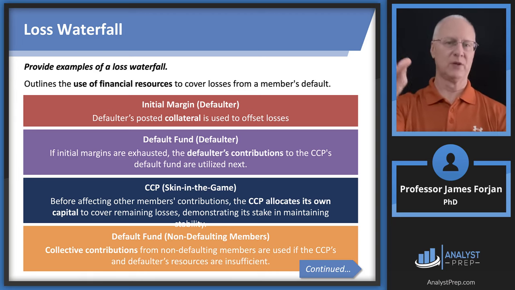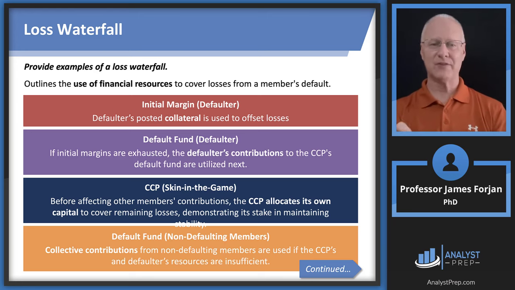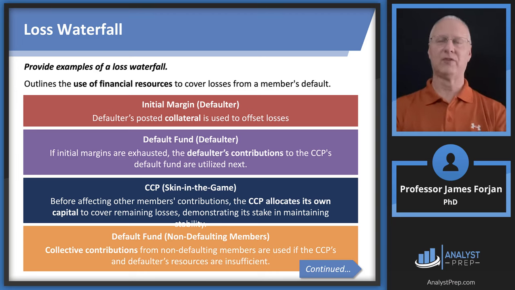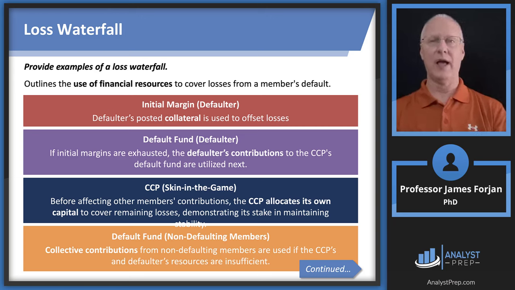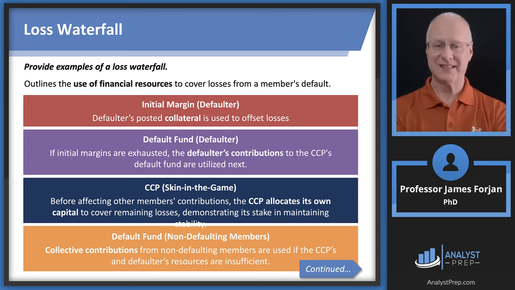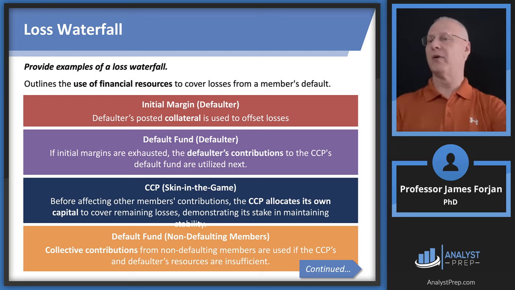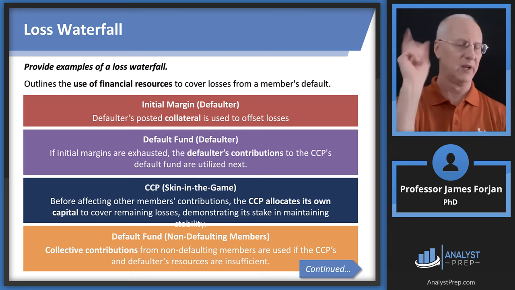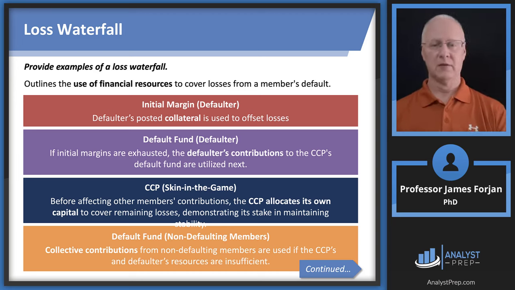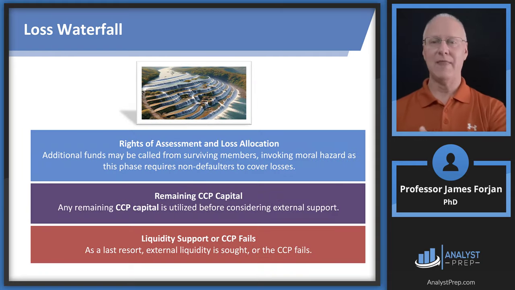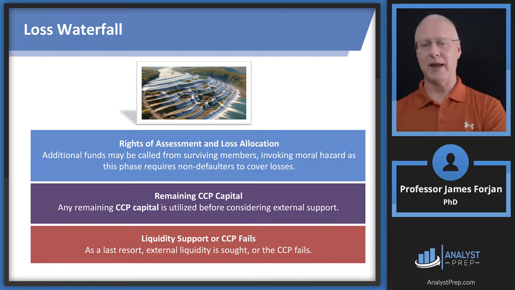So here's this loss waterfall I was telling you about, similar to the hedge fund thing. What happens? We've got this initial margin, then we have the default fund, and then we have this thing called skin in the game. So it's really just an allocation of capital to all the members that say something like, whatever those losses are, we'll share them, and we'll put this skin in the game. Then we have the default fund from all of the defaulting members. So that first default fund is just whatever that defaulter had put in. And then we have the non-defaulting members. And then we have rights assessment and loss allocation, remaining capital, and then liquidity support. So these last three are like the Fed, lenders of last resort.